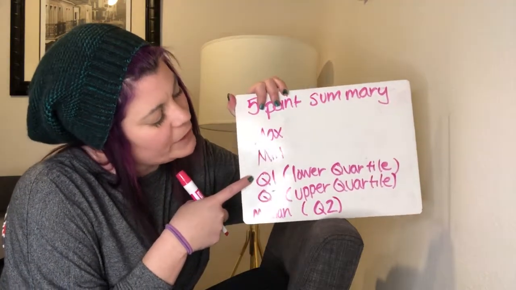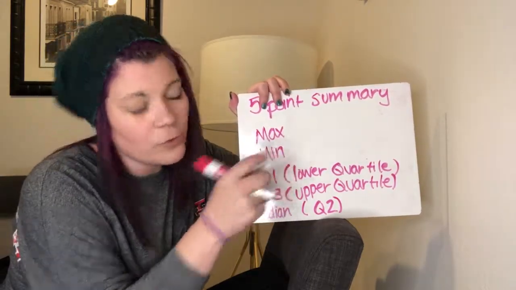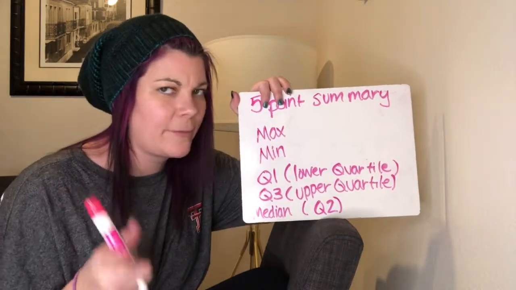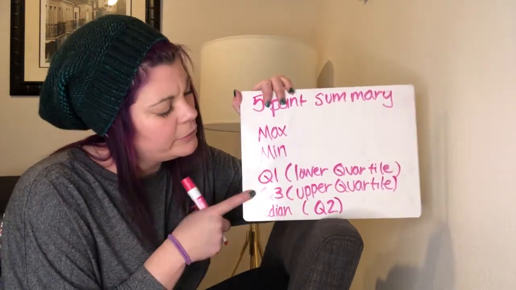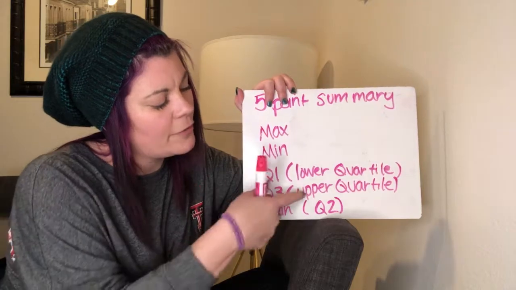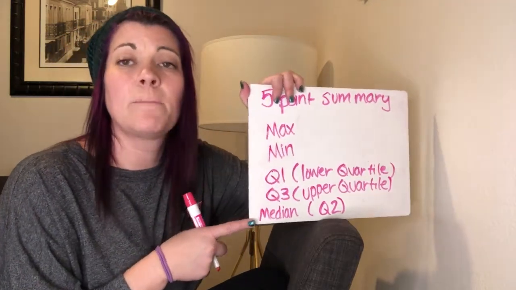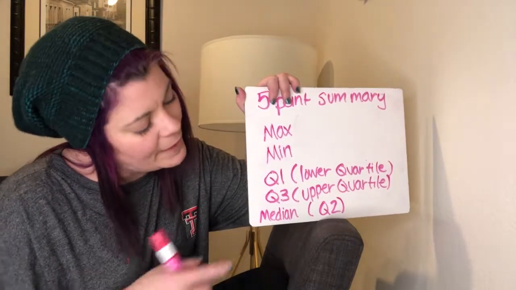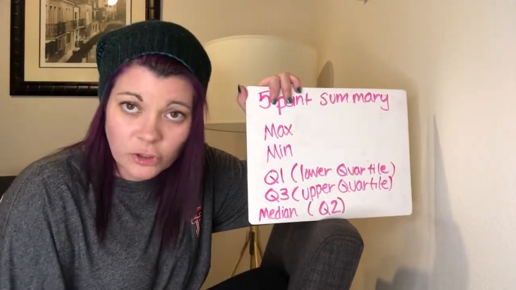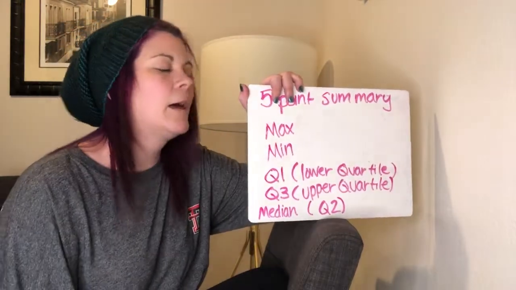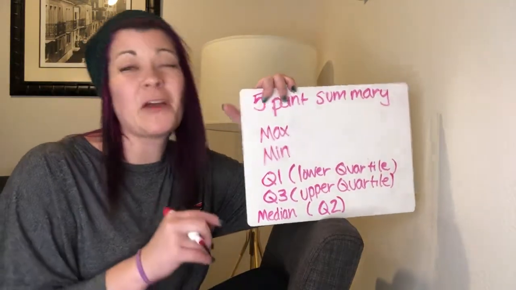Q1, which is also called the lower quartile, and I will explain how to get that in just a minute. Q3 is also called the upper quartile. Then the median, you know what the median is, just the middle number from the data, and that's sometimes called Q2 as well. So this is the 5-point summary. I'm gonna tell you how to figure it all out, okay?